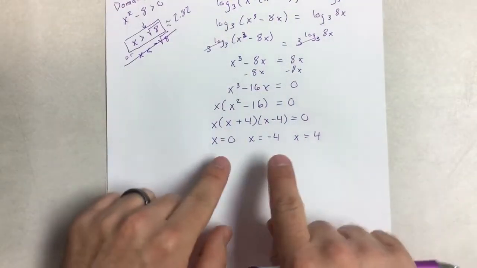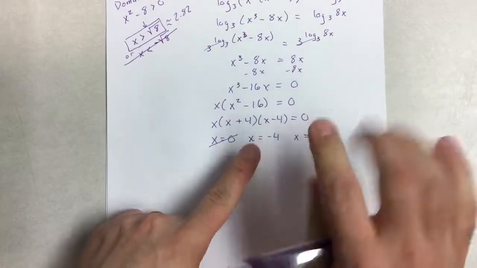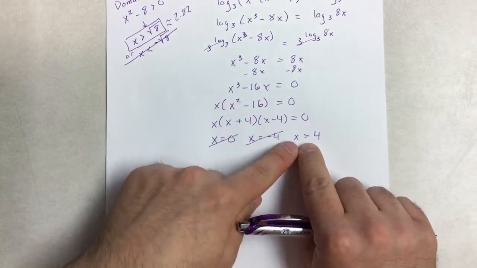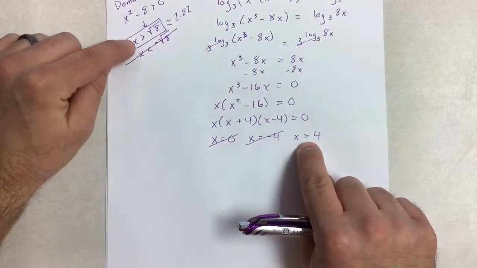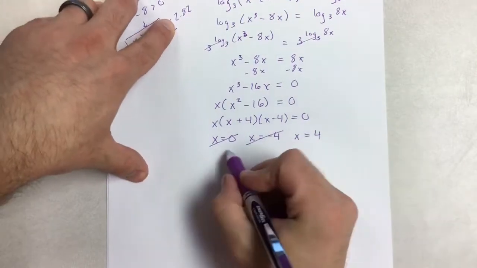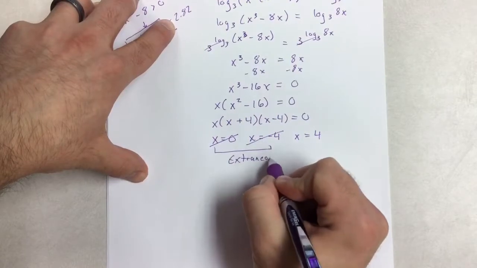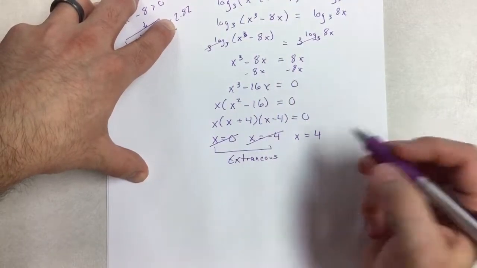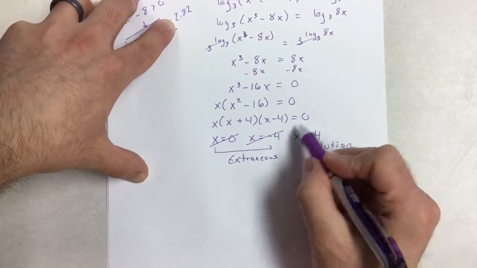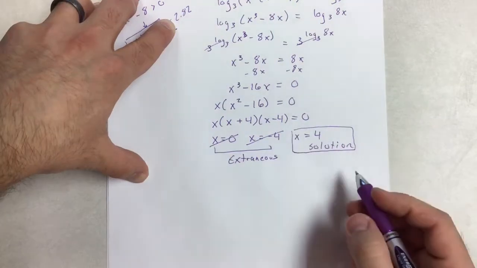Well, we know x has to be greater than 0. And we're checking, is this x value greater than the square root of 8? Well, yes it is. So both of these will be considered extraneous, the x of 0 and x of negative 4. And our actual solution to this whole entire logarithmic equation is x equals 4.